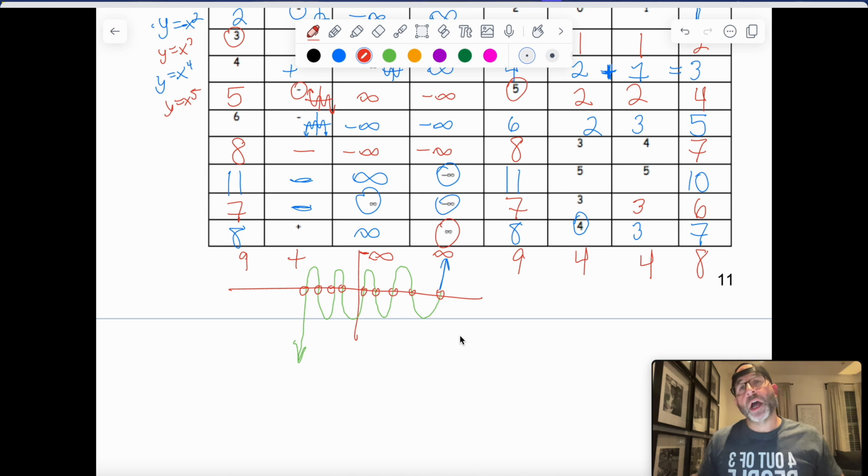That is it. This is more just for fun and to give you a better understanding of what the graphs look like. But I'm confident you guys have this.